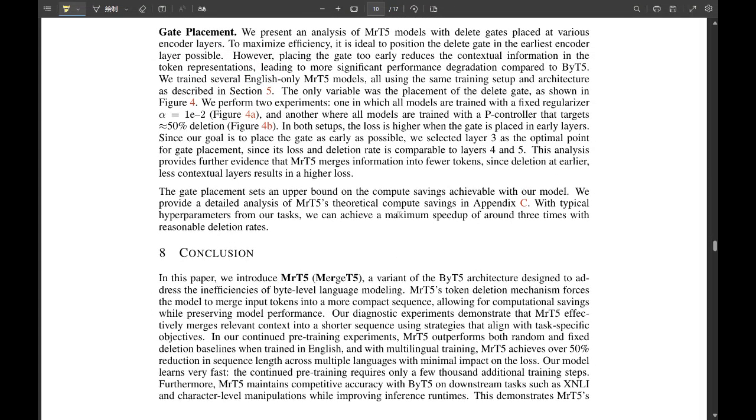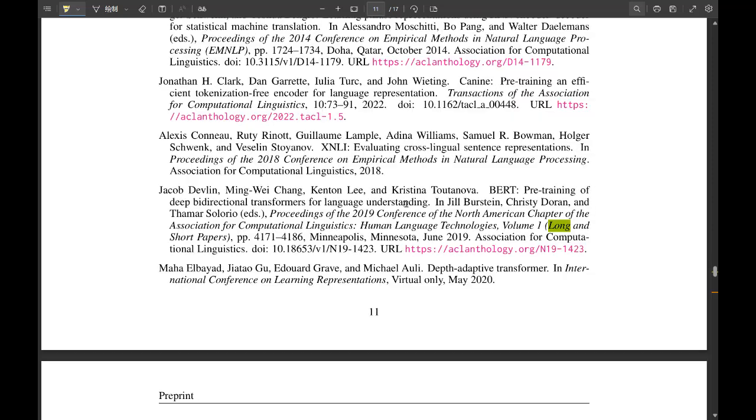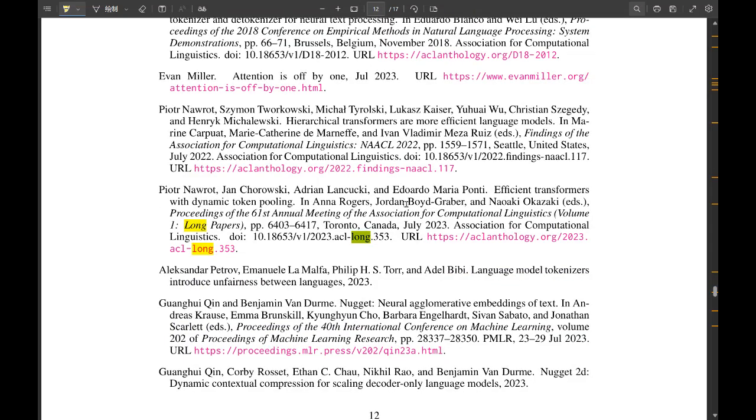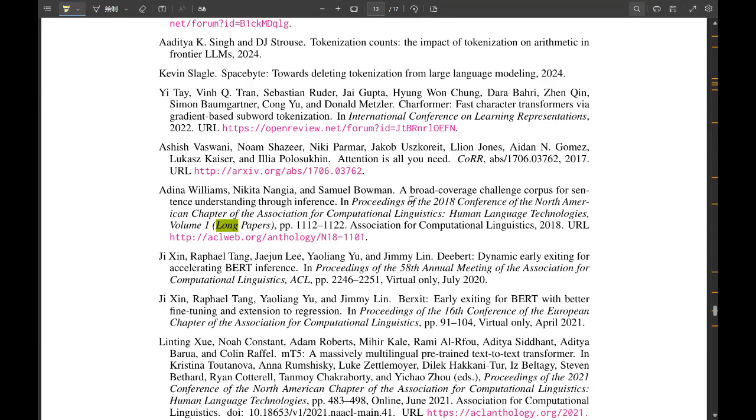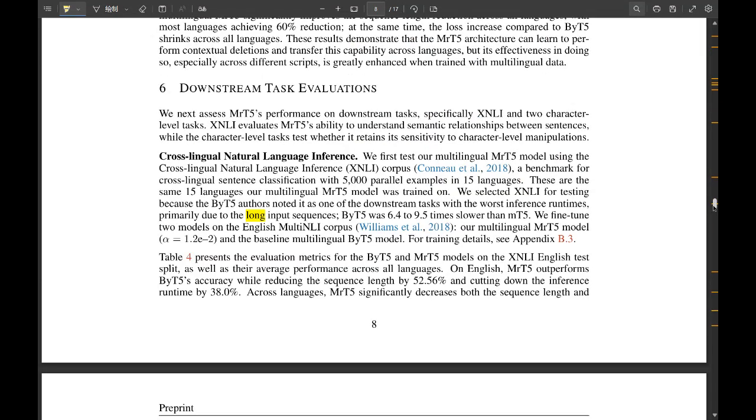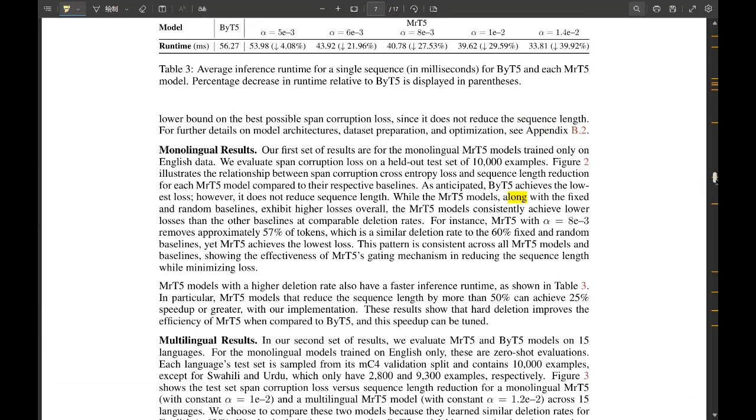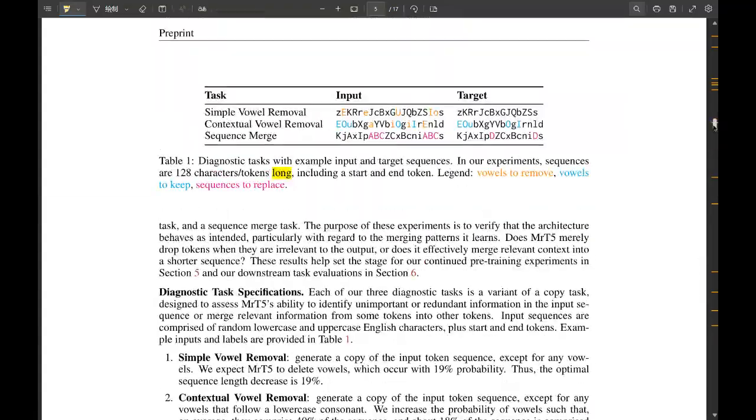And once again, MrT5 excelled. It maintained accuracy comparable to Byte-level on both tasks, while significantly reducing the sequence length and speeding up the inference time. So it's faster, more efficient, and just as accurate. It seems to be. Sounds like a win-win-win situation. It does. It's very promising.